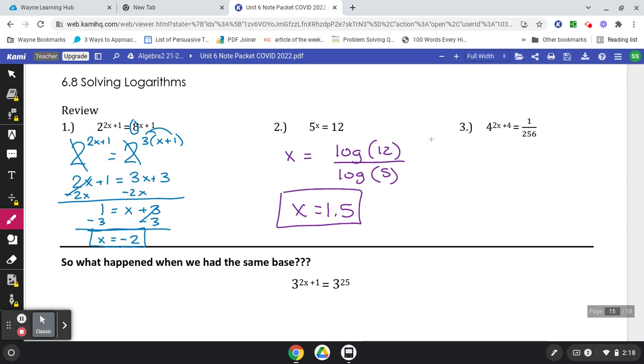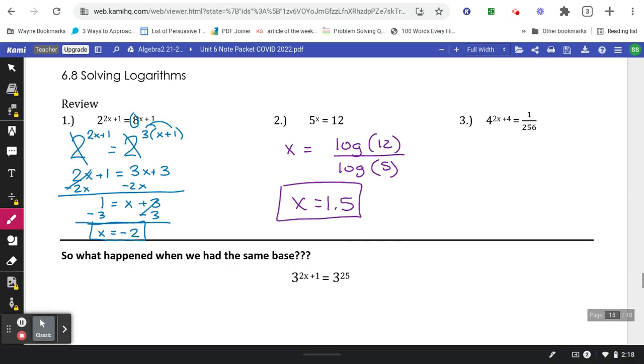All right, let's do the third problem. This is another one where we're going to be able to get the same base number. So we're going to turn these both into 4s. 4 to the 2x plus 4, that's already fine. And then we just want to focus on getting first to 256. So again, type into your calculator 4 to the second, 4 to the third, 4 to the fourth, 4 to the fifth, until you find 256. That's going to get me a 4. And then because it's a fraction, I'm going to make it a negative.